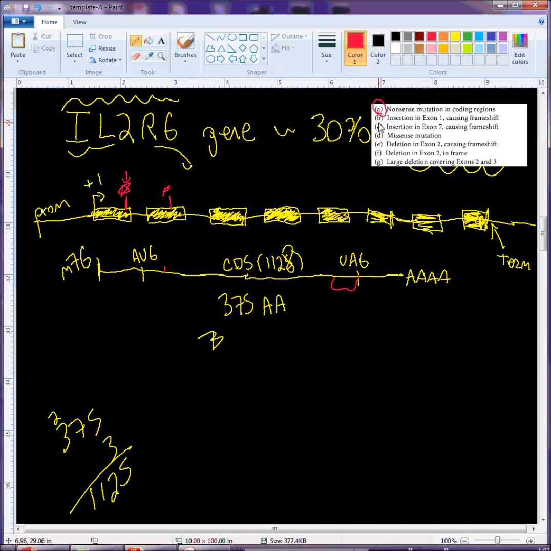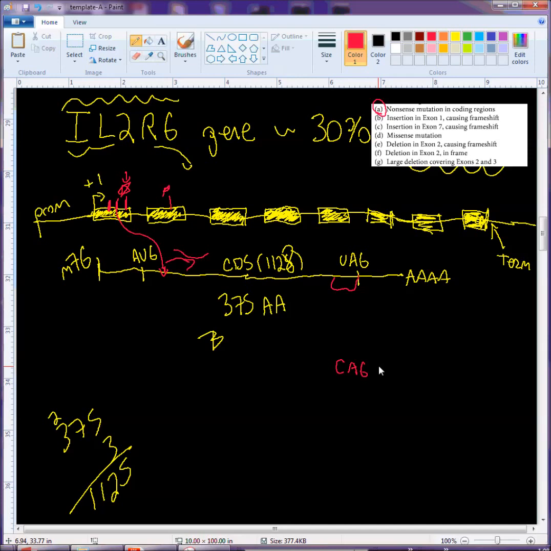So an insertion in exon 1 causing a frame shift. Okay, so here's exon 1. Let's say the start codon is right here. An insertion in exon 1, let's say we insert somewhere down here. What is that going to do if it causes a frame shift? It's going to change the codons for everything. If the frame shift is happening right here, it's going to change the reading frame for every codon, and every codon downstream of that frame shift is now going to probably code for a different amino acid, right?